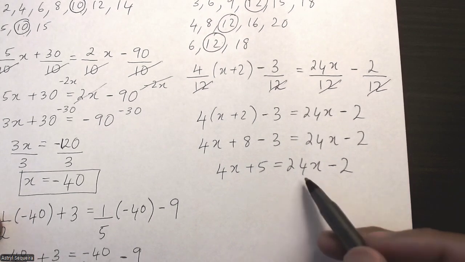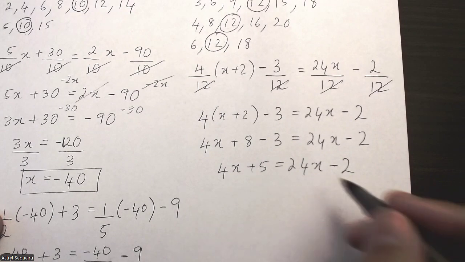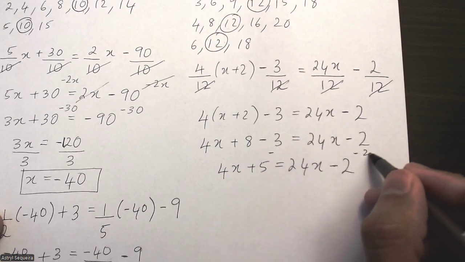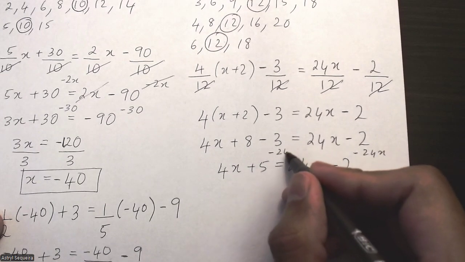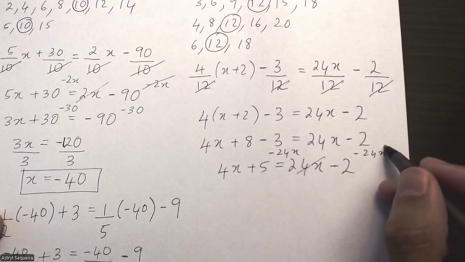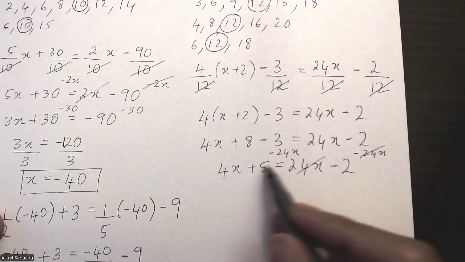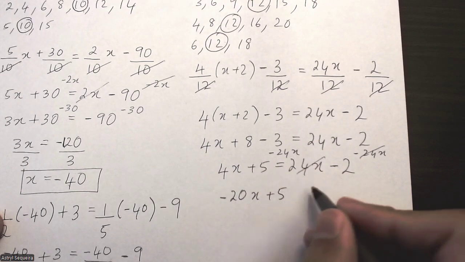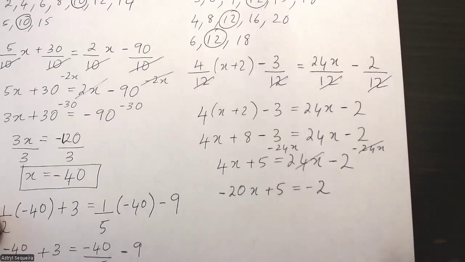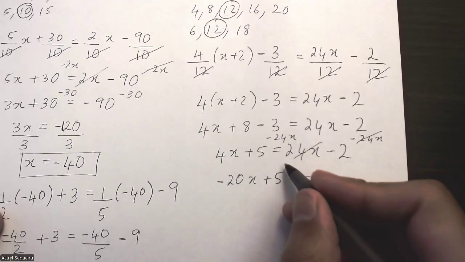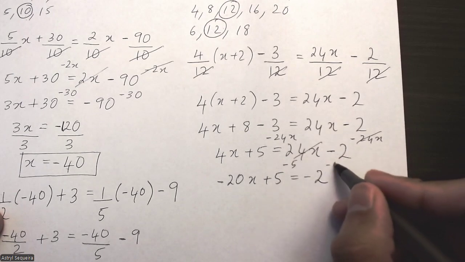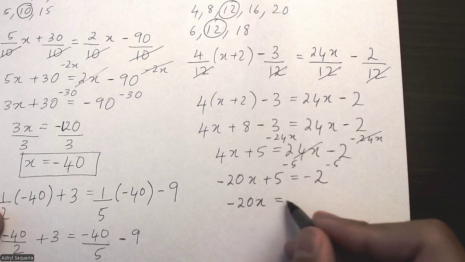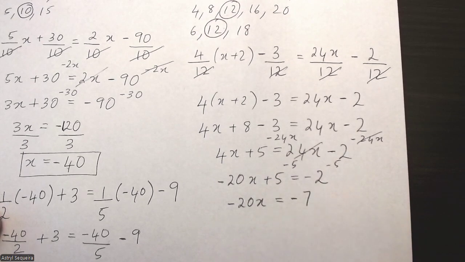And then I can bring the x terms. I'll bring all the x terms to the left side. So I'm going to subtract by 24x on both sides. So these cancel on this side, and 4 minus 24 is negative 20x. And I want to move the numbers to the right side, so I'll subtract by 5 on both sides. So negative 20x equals negative 7.